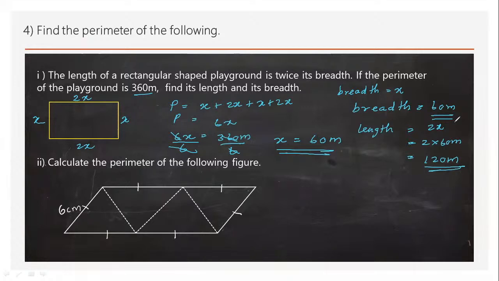Calculate the perimeter of the following figure. This is a regular figure, all the sides are equal. So here 6 centimeter, then here also 6 centimeter, 6 centimeter, 6 centimeter, 6 centimeter, 6 centimeter. We can't add this internal line. We have to find around the boundary. So perimeter equals 1, 2, 3, 4, 5, 6 sixes are here. 6 into 6 centimeter, 36 centimeter.